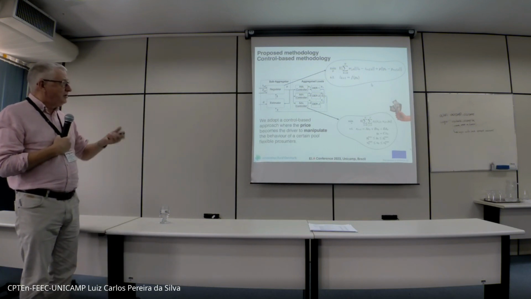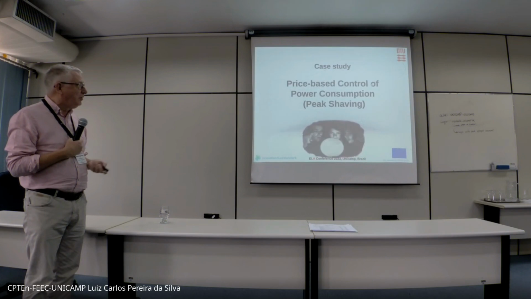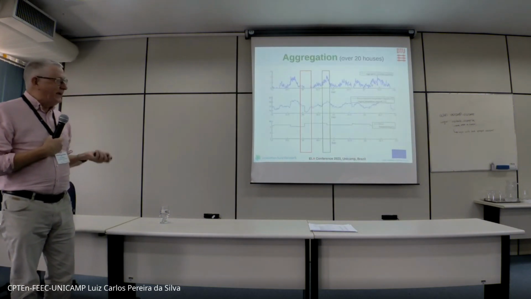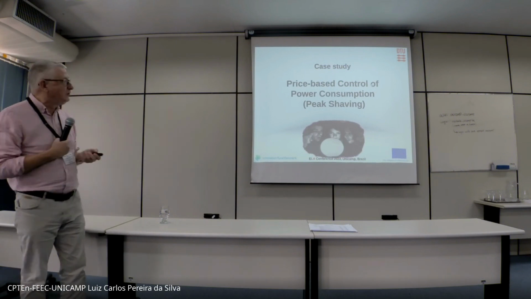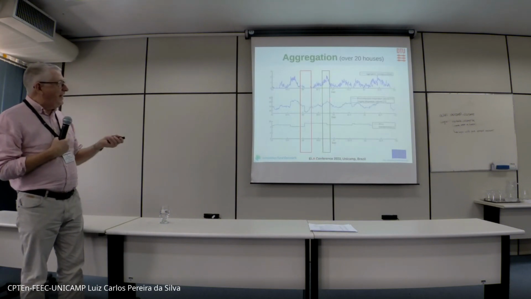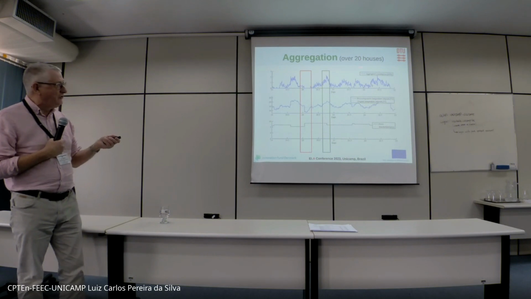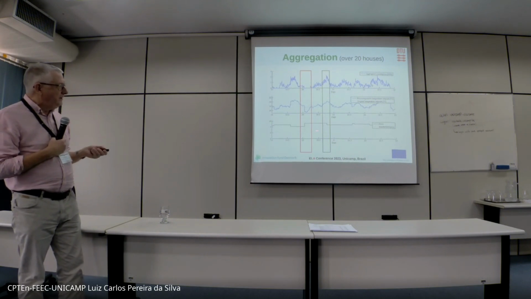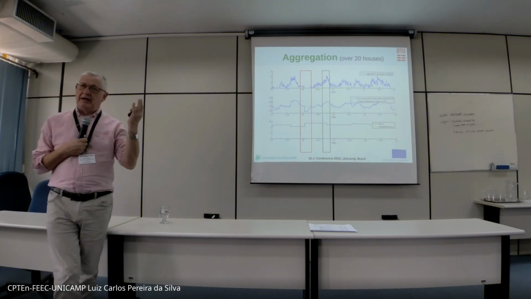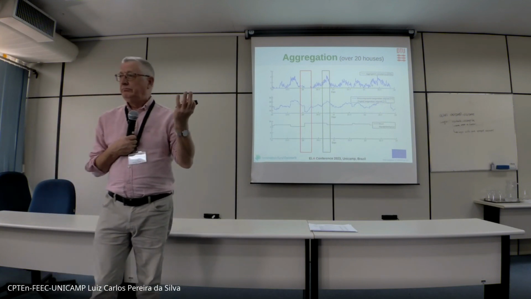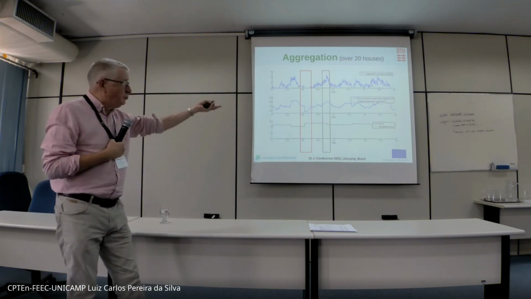So that's just some examples of how it looks. Now maybe we take a very simple example on peak shaving, which is very easy to understand. If we have 20 houses on this feeder, and that's real data, then we can see that when the price goes up, the load went down, and when the price went down, the load went up. So what we need now is a relationship between the price and the load. And these are just two time series.